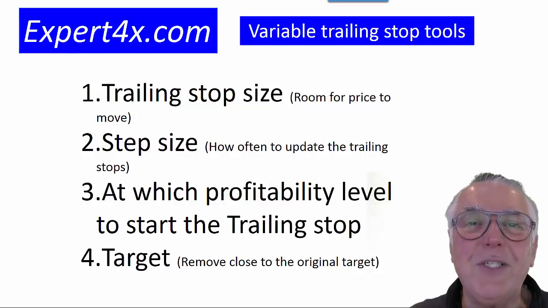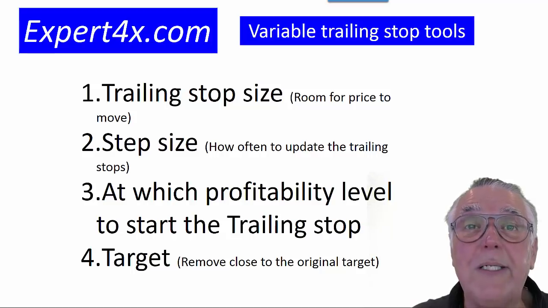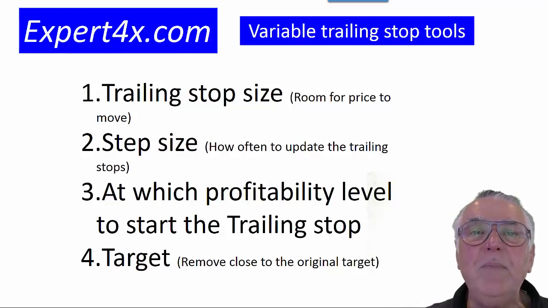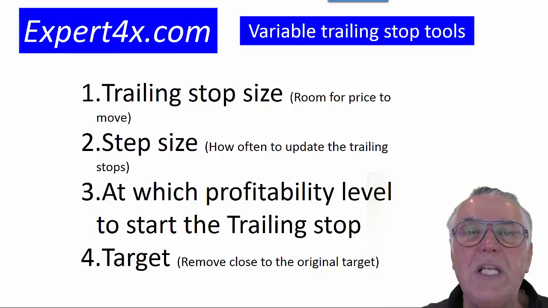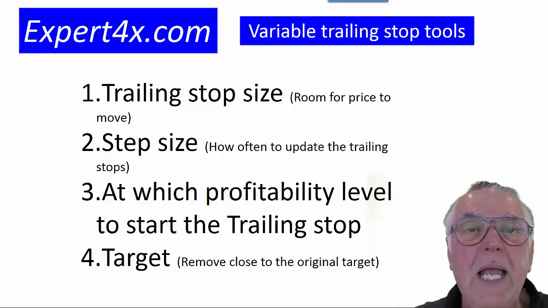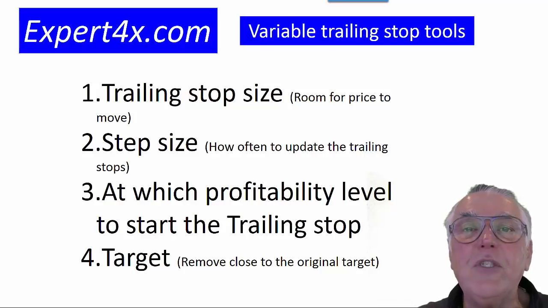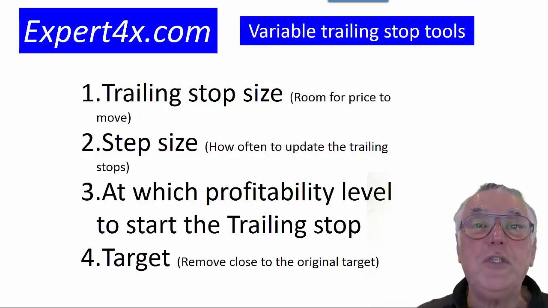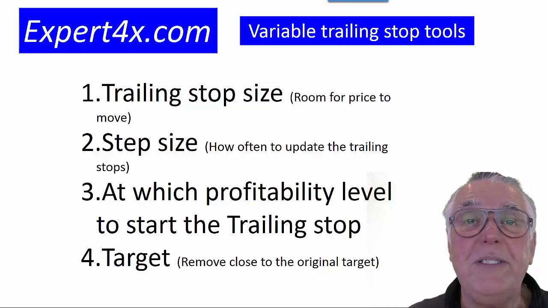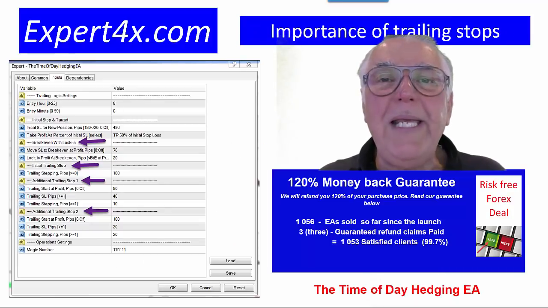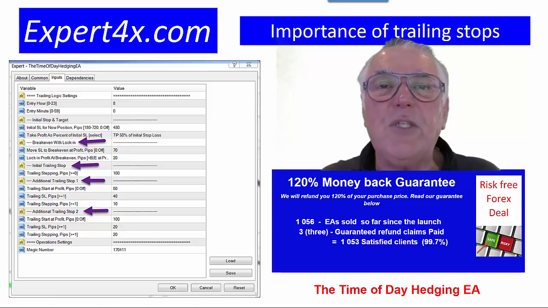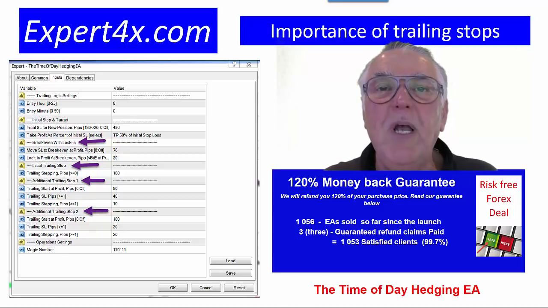And then the fourth one is the target. You can either have a fixed target or you can have no target and let the trailing stop in fact determine your target. Now that works quite well in some trading techniques where, for instance, the RSI trendline technique does not have clear targets, and therefore the trailing stop is sometimes a very good method to determine where the most efficient profitability levels lie.